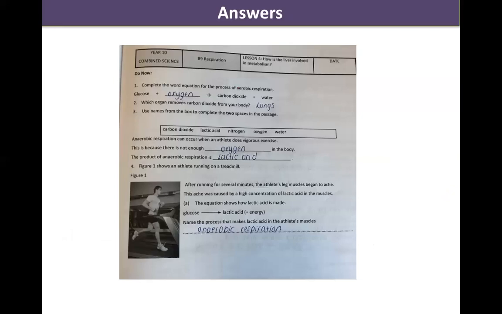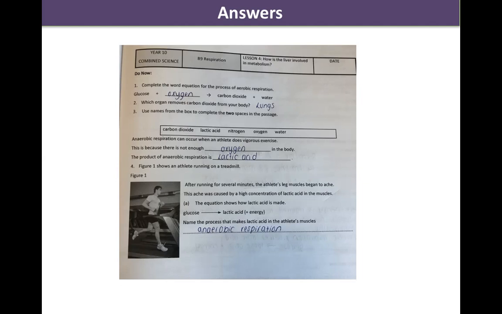So just to mark our questions, the first question says complete the word equation for aerobic respiration. And remember, aerobic respiration is the one that uses your oxygen, so glucose plus oxygen goes to carbon dioxide plus water. Which organ removes carbon dioxide from your body? Remember, it's your lungs that are involved in breathing and taking in that oxygen and taking out that carbon dioxide.